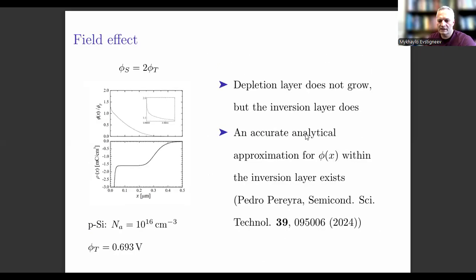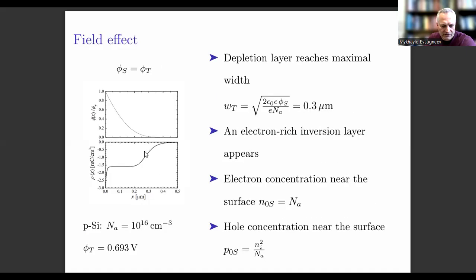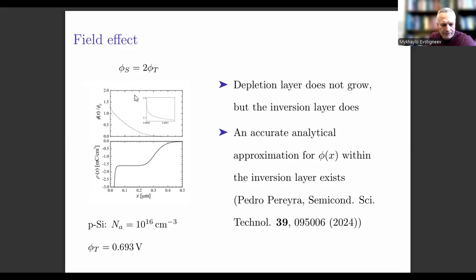Finally, what happens if your surface potential is twice as big as the threshold potential? I have increased the surface potential by another 0.7 volts, twice the threshold potential. The depletion layer does not grow anymore. The depletion layer doesn't care. Notice that the depletion region width is 0.3 micrometers at the threshold value, and at twice the threshold value, the depletion region width still has the value of 0.3 micrometers, right?